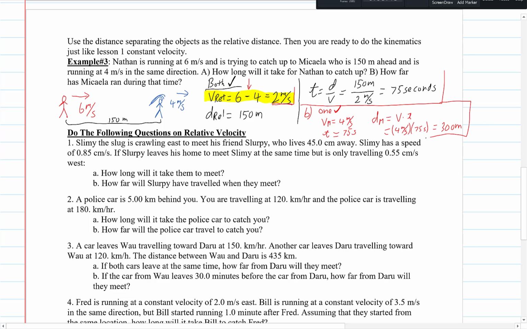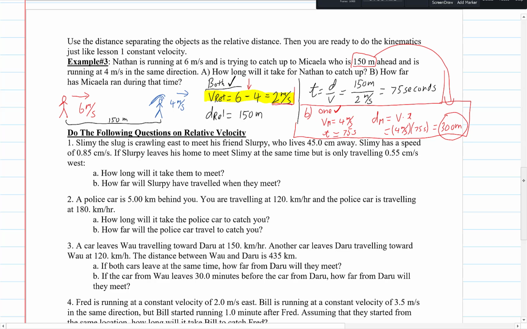Okay? And if you wanted to do a little bonus work, part C, it's not asking you how far did Nathan run? Nathan ran at 6 meters per second for 75 seconds. So 6 times 75 is 450. But we also knew that was 450 because Michaela ran 300 and Nathan also caught up 150 more, so we add those together, and there's a little check if you wanted, the same.